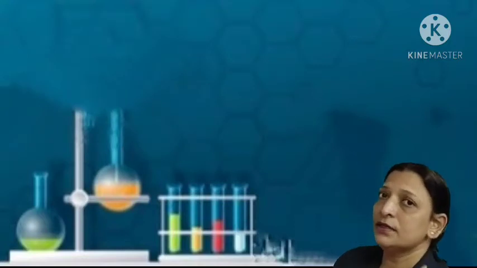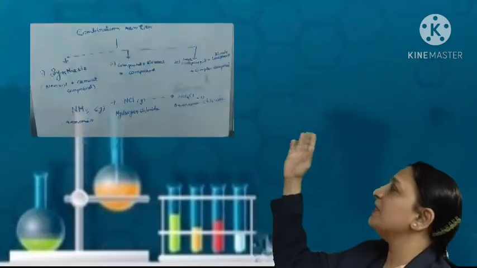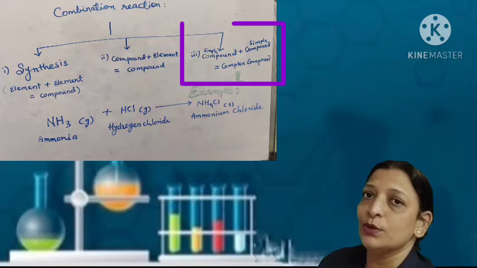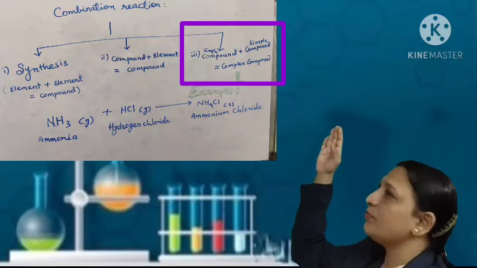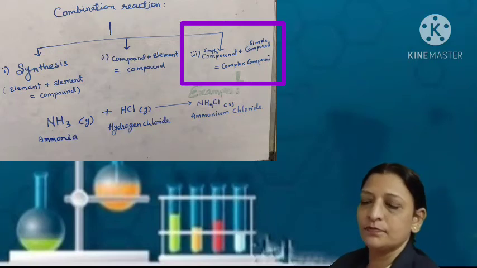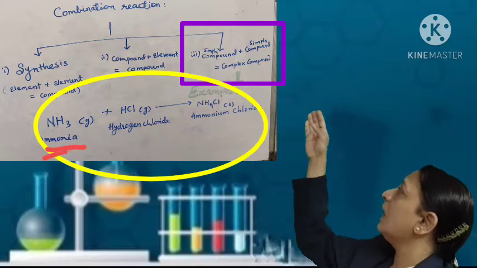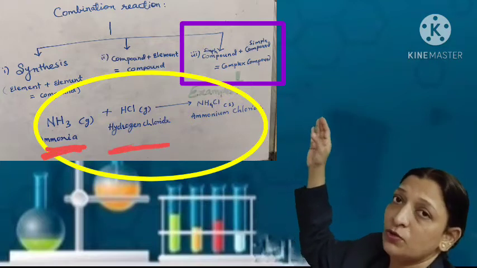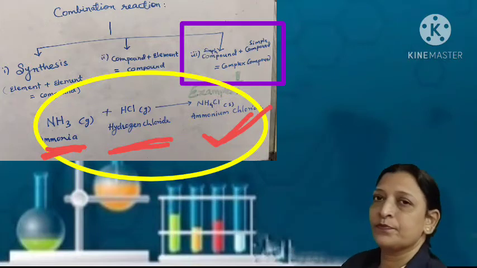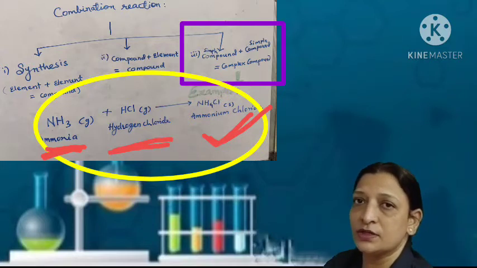While in the third type of combination reaction, two simpler compounds react chemically to give a single complex compound. For example, ammonia, which is in the gaseous form, when it reacts with hydrochloric acid, which is also in the gaseous form, gives ammonium chloride. This is nothing but a combination reaction.